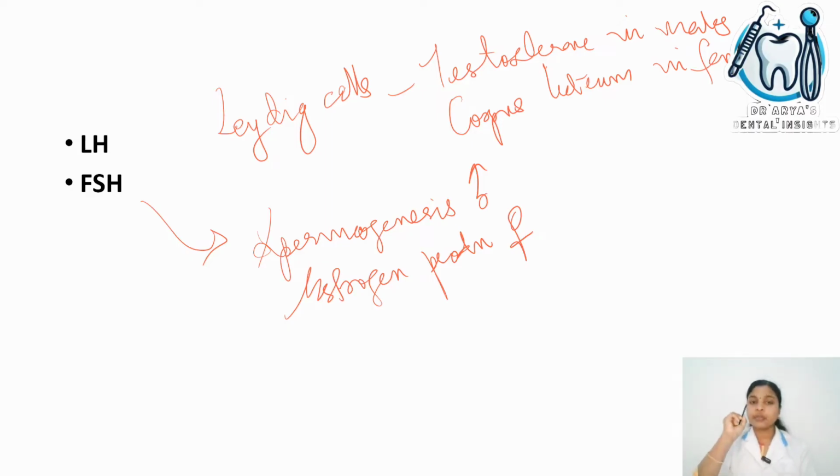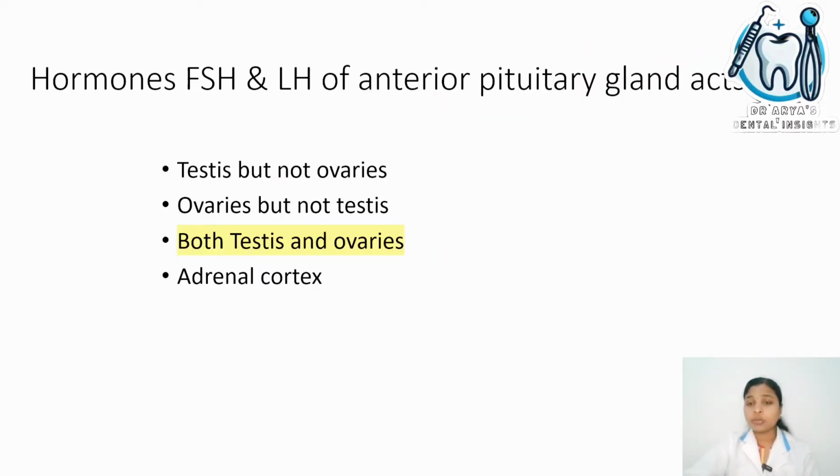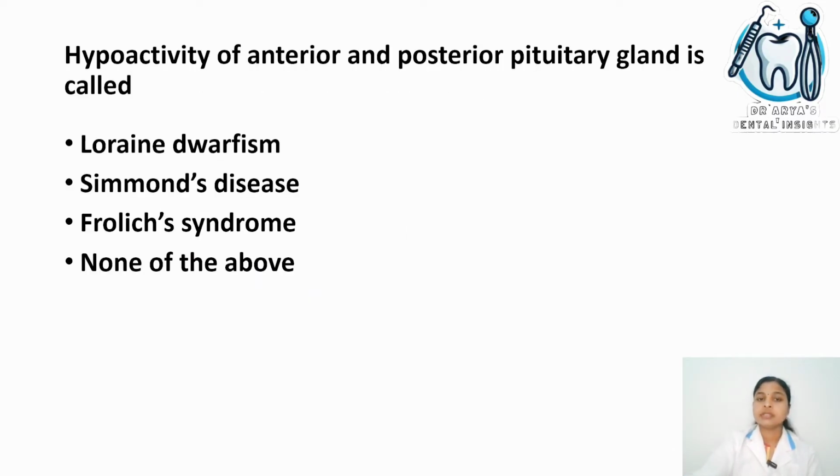Okay, so what does LH do? LH stimulates Leydig cells and formation of testosterone in males and corpus luteum in females. And FSH promotes spermiogenesis in males and estrogen production in females. So, both hormones, FSH and LH, act on both testes and ovaries. Okay. So next question.